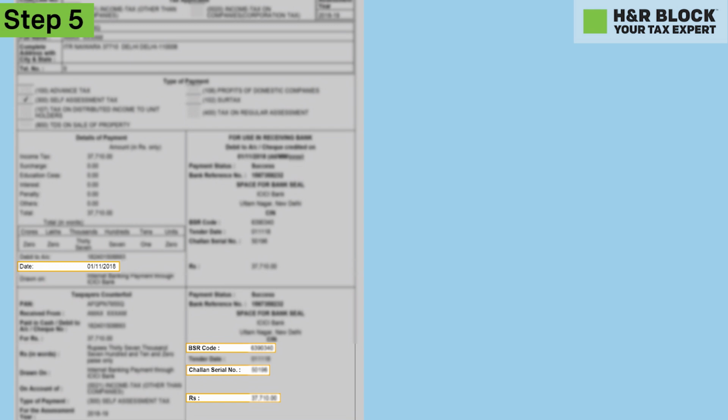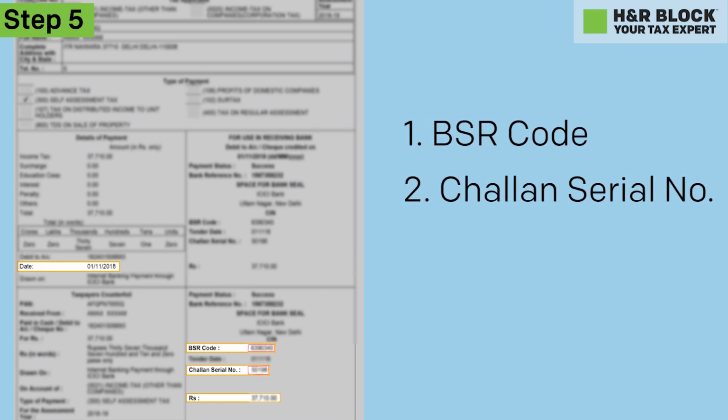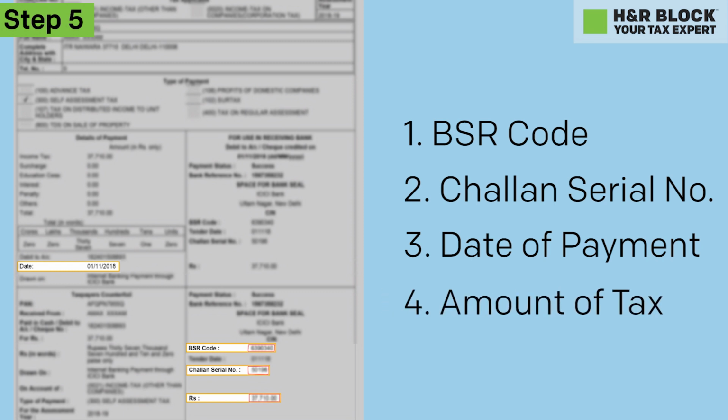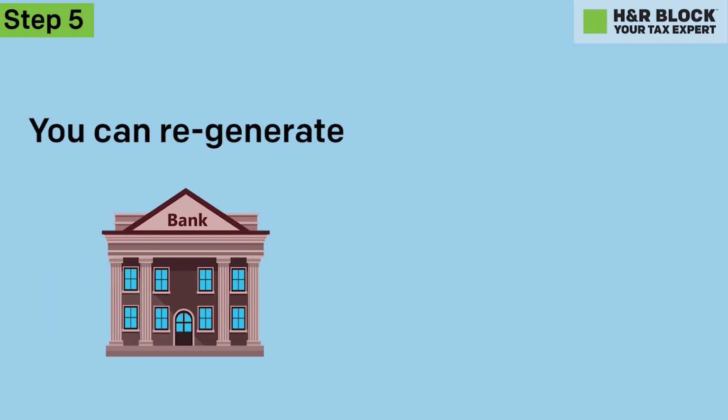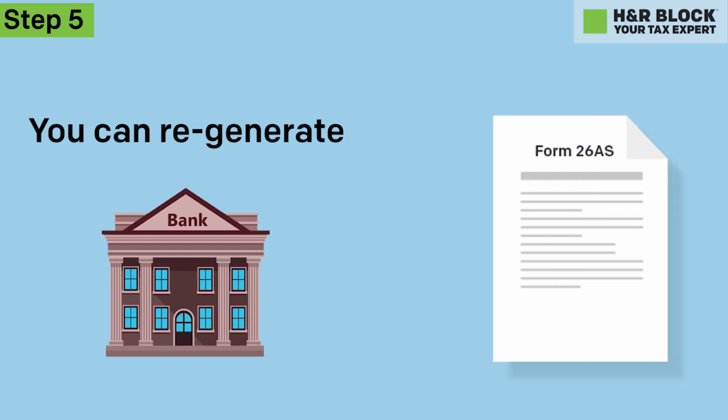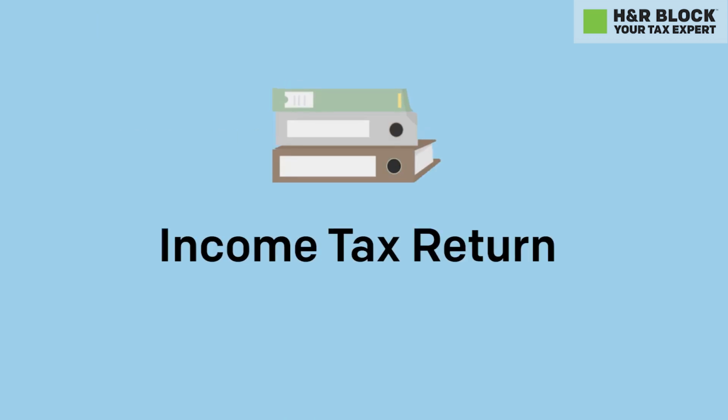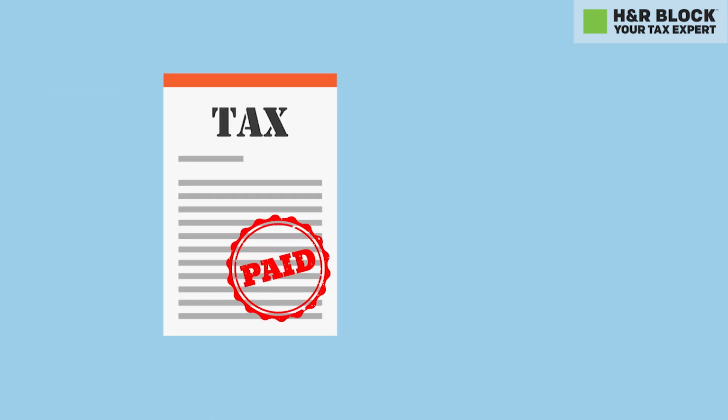Keep it safely as it is required at the time of income tax filing, for details like BSR code, challan serial number, date of payment, and tax amount. However, don't worry if you lose it. You can regenerate it through your bank. You can also find your challan details in your Form 26AS after 4 to 5 days from the date of making the tax payment. Remember that you can only file your tax returns if you have cleared your tax dues.